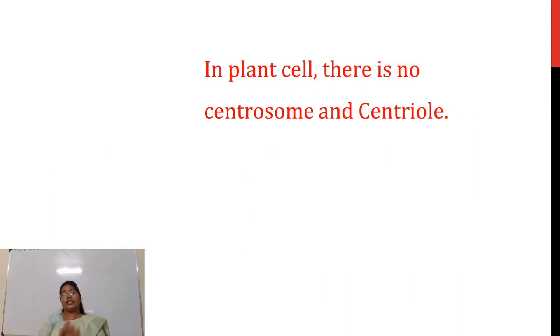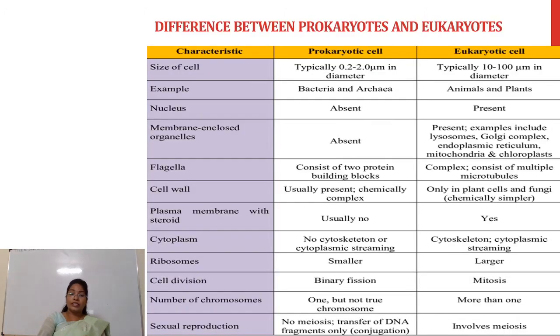The important thing is that in plant cell there is no centrosome and centriole, but in animal cell centrosome and centriole are present. So this is all about the ultrastructure of eukaryotic cell, especially plant cell. Now the important thing in today's session is the difference between prokaryotes and eukaryotes. So this is the difference.